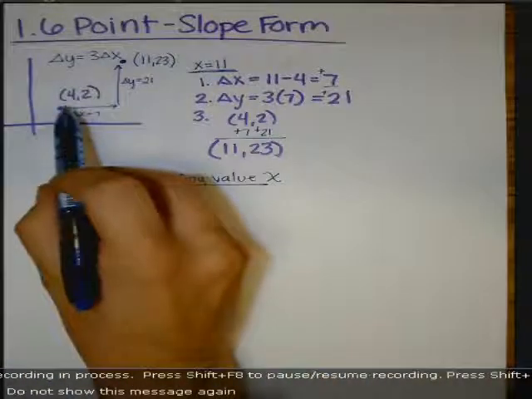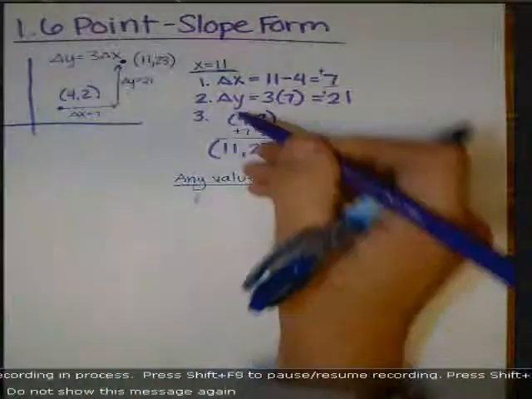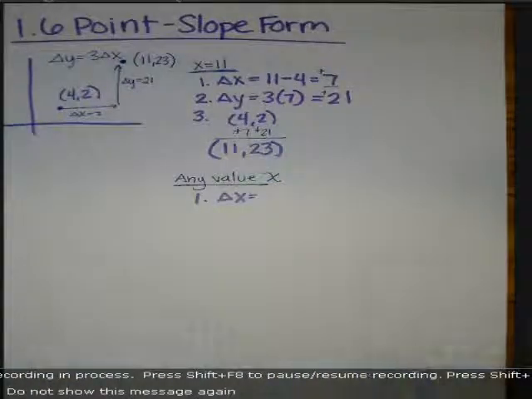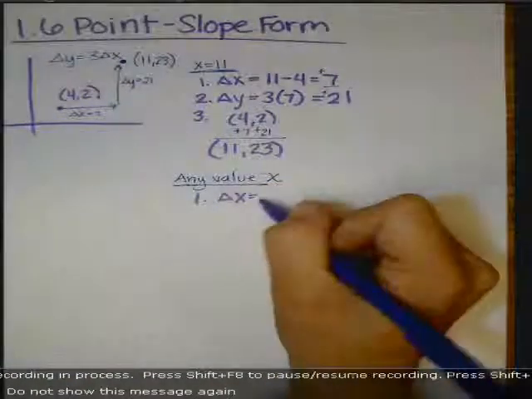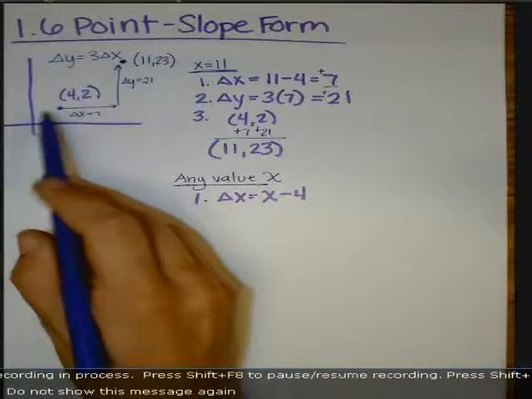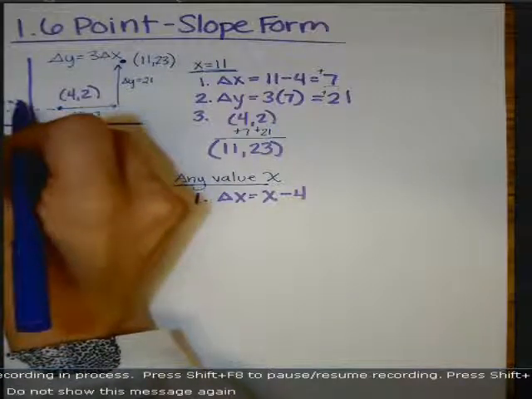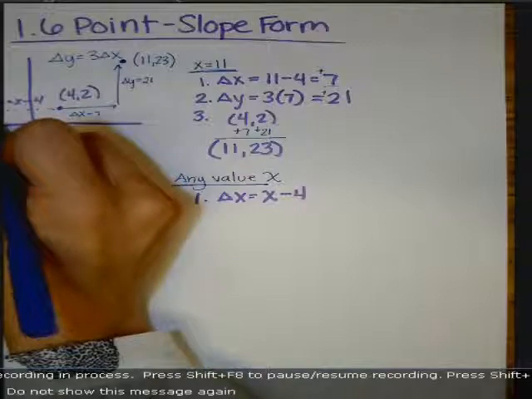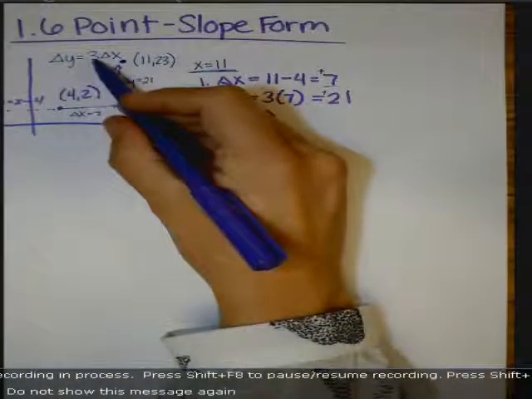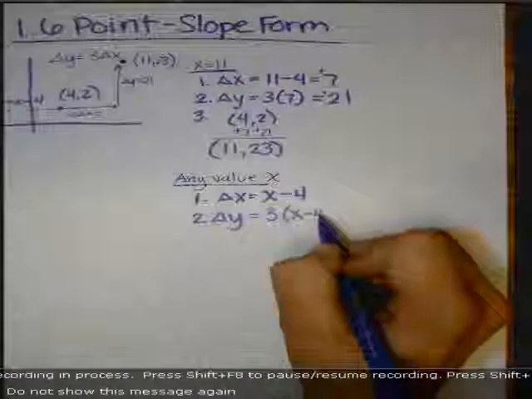So to get from 4 to x, I'm going to do my first step. The change in x is going to be my new value minus my original starting value. So my x minus 4. Once I know the change in x, I can calculate the change in y. The change in y is found by saying 3 times the change in x. So 3 times (x minus 4).